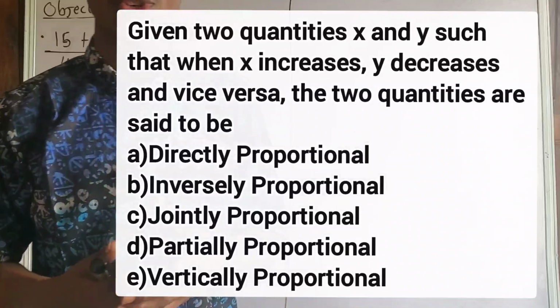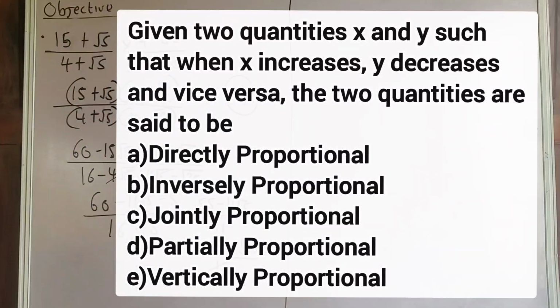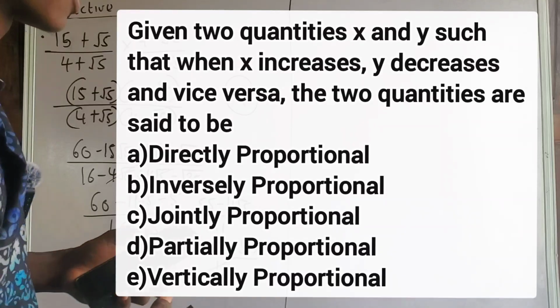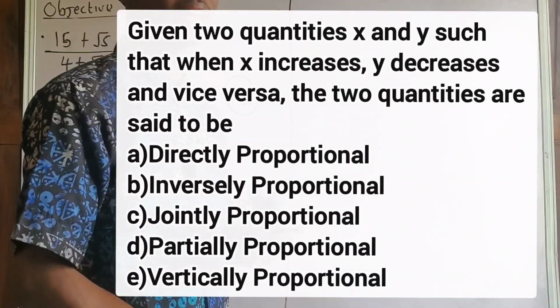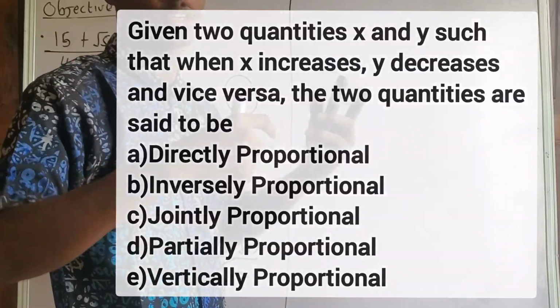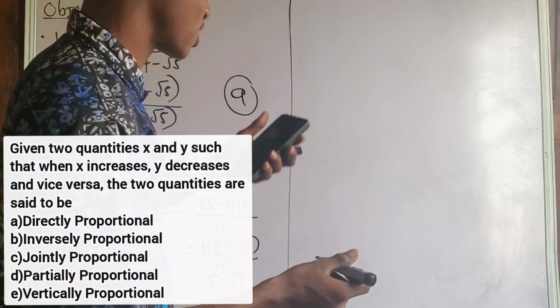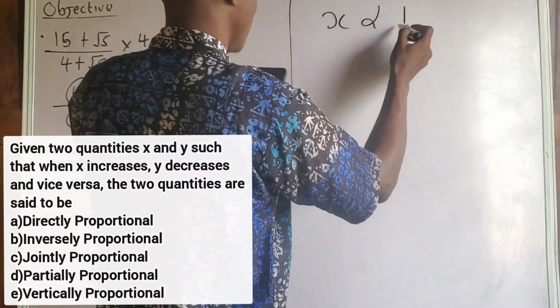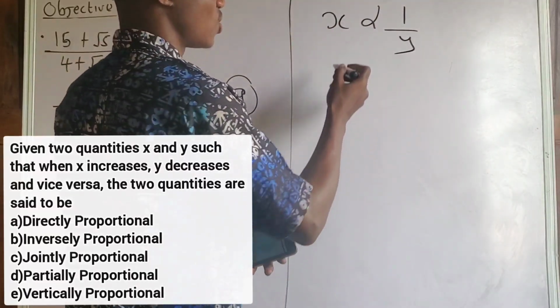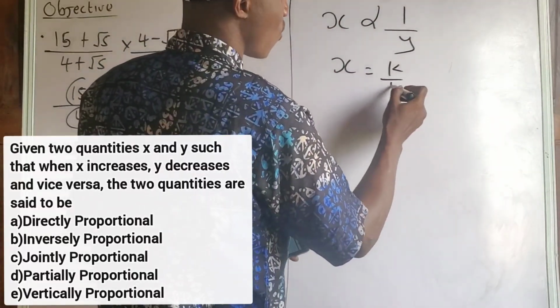This question is coming from a topic known as variation. You understand? And in variation, indirect or inverse variation simply means as one quantity increases, the other quantity decreases, and as one quantity decreases, the other quantity increases. If I'm to write an expression for x and y, I'm going to have something like this: x varies inversely as y. Do you understand? So x equals k over y.